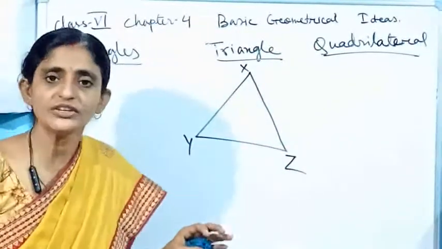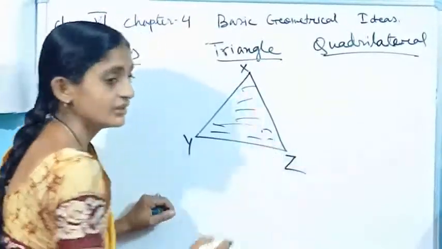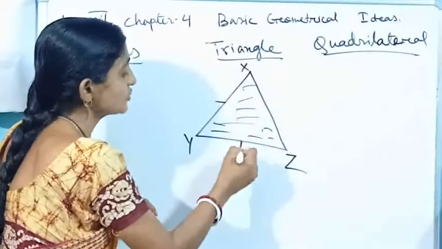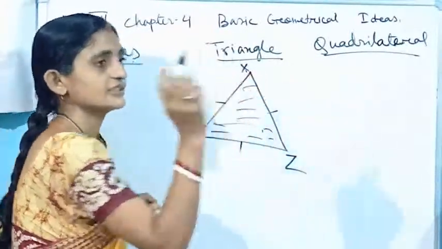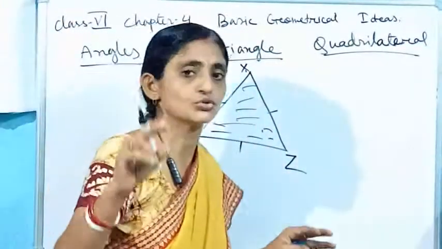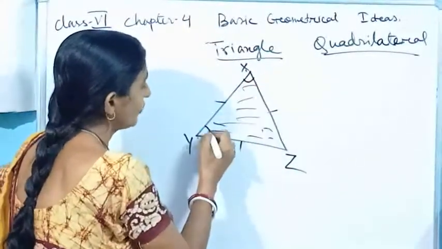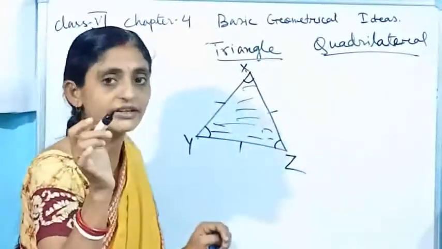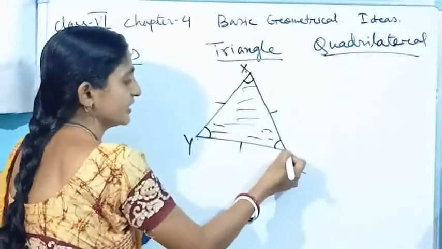Which is the interior of this triangle? Definitely that part is the interior of this triangle, the area surrounded by the sides. How many sides do we have? We have three sides. Here the sides are XY, YZ and ZX. With these three sides, it also has three angles: angle X, angle Y and angle Z. Also this triangle has three vertices, and their vertices are X, Y and Z.